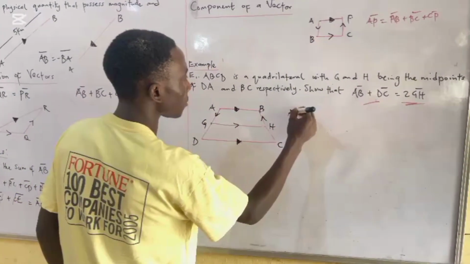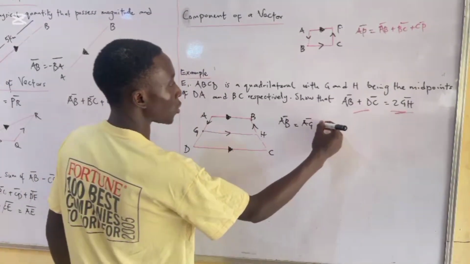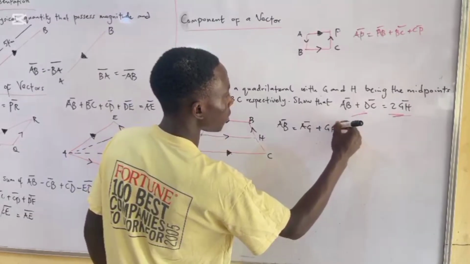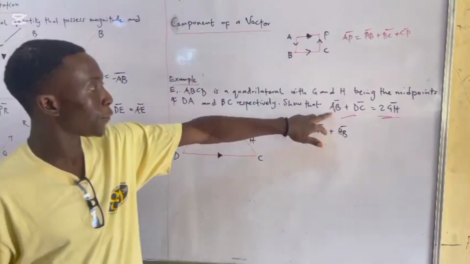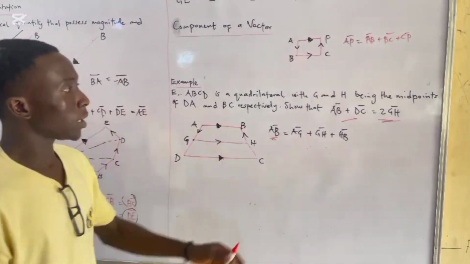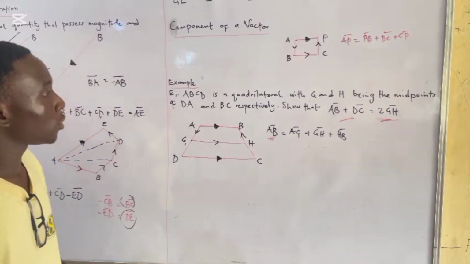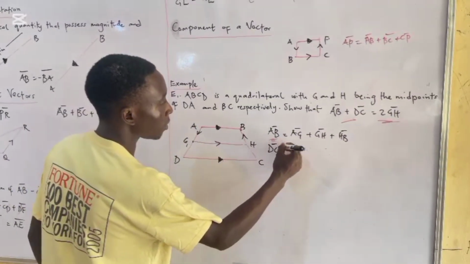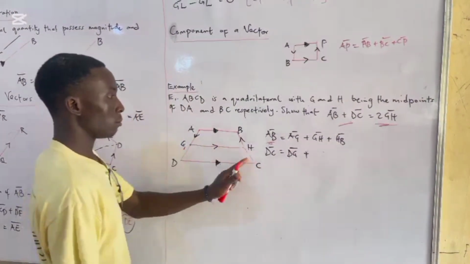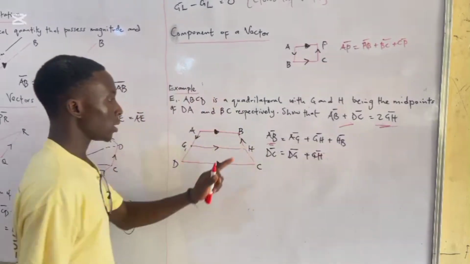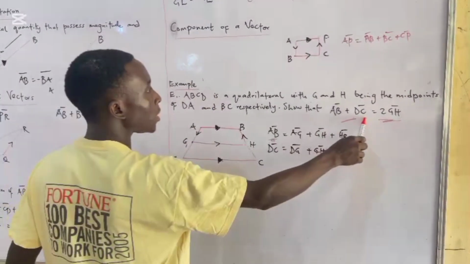So we can say AB is what? Vector AG plus vector GH plus vector HB. Now we've defined the first vector they give us, which is AB. Now the second one, DC, is also coming this way. So you can go through this place, come here and land here. So what are we having? We are having DC equals to vector DG plus GH and HC. Now we've successfully defined both vectors.